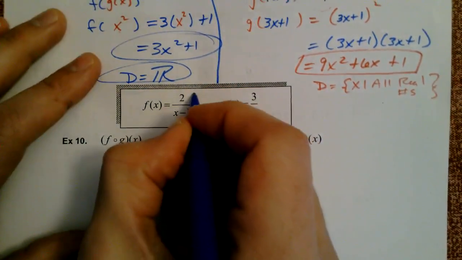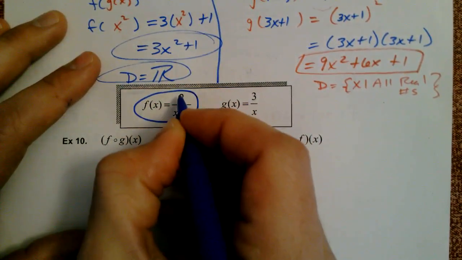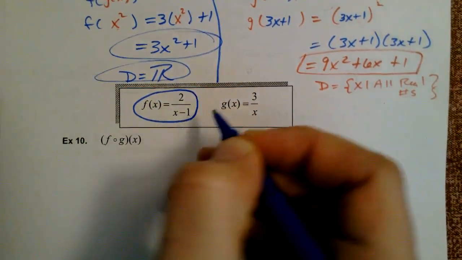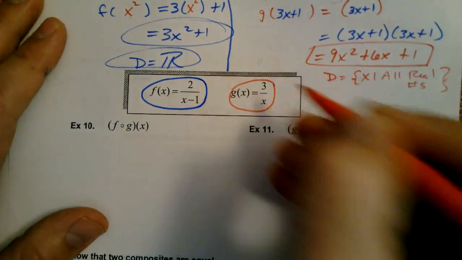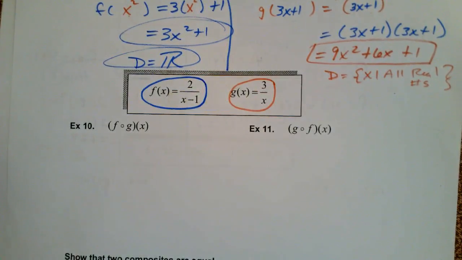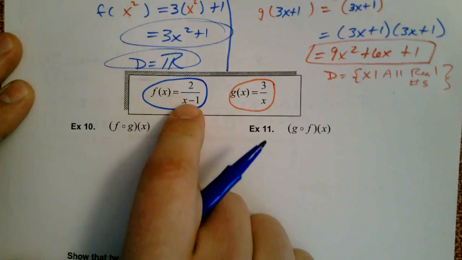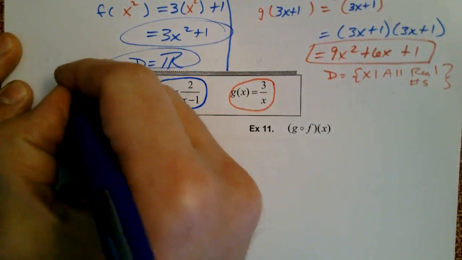So again, I'm doing f of x here. In blue, I have f of x equals 2 over x minus 1. And g of x I have is 3 over x. So when I take a look, there's definitely a restriction here. What makes my denominator 0?